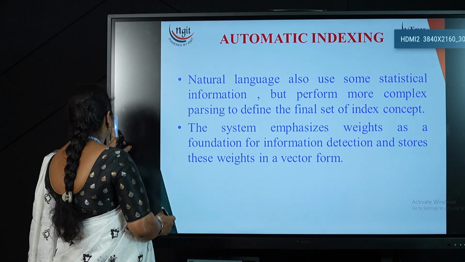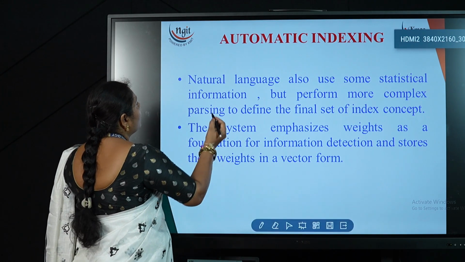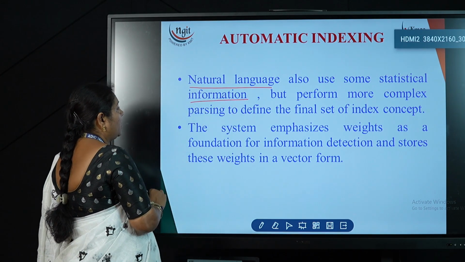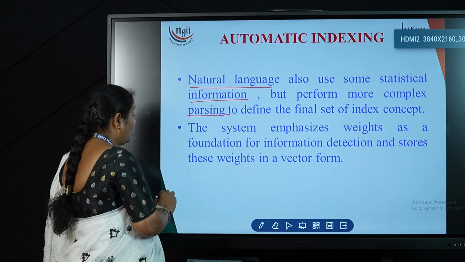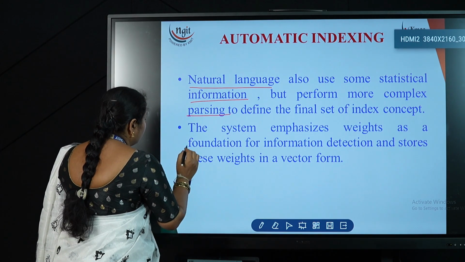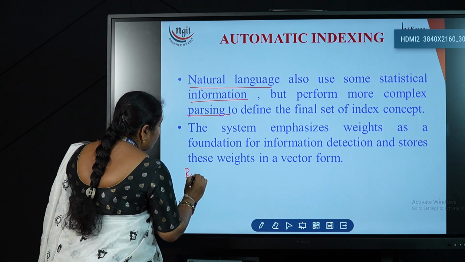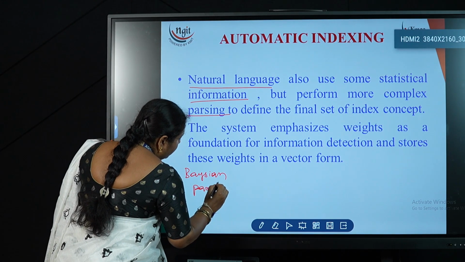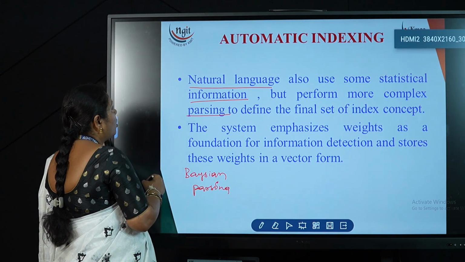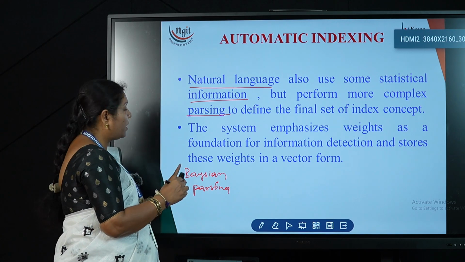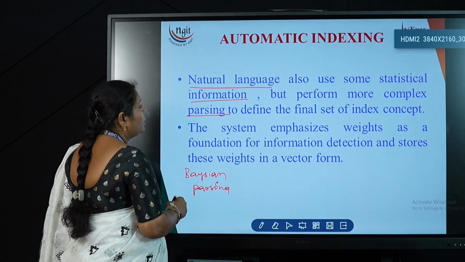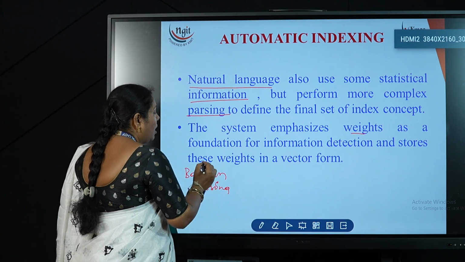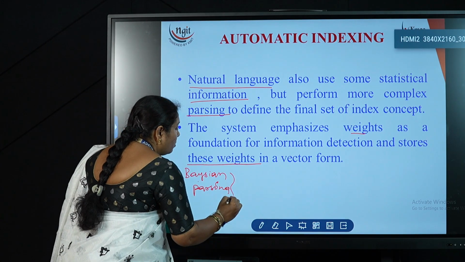Now the next one is natural language. Some statistical information is also stored in natural language, but this will use parsing. So what we have done before is use the Bayesian model; here we have to use parsing. In the vector or probabilistic model you calculate the frequencies, but here we go for parsing. Here also you can emphasize the weights and how you store the data in the form of vectors.